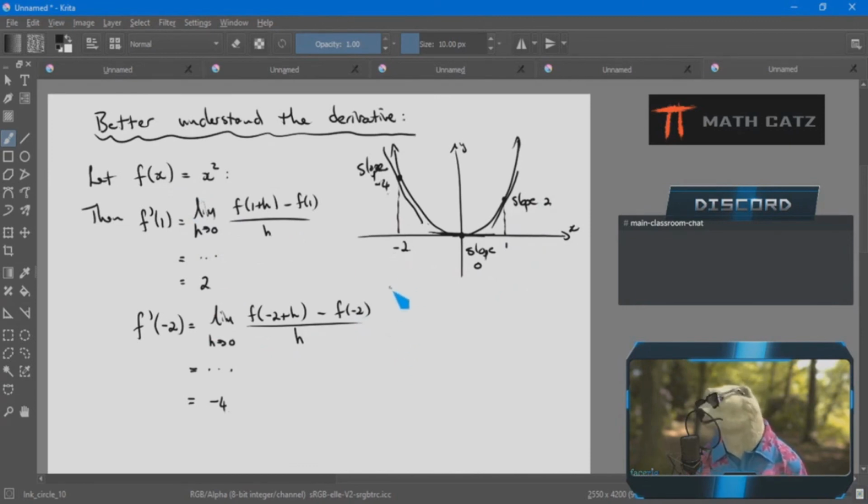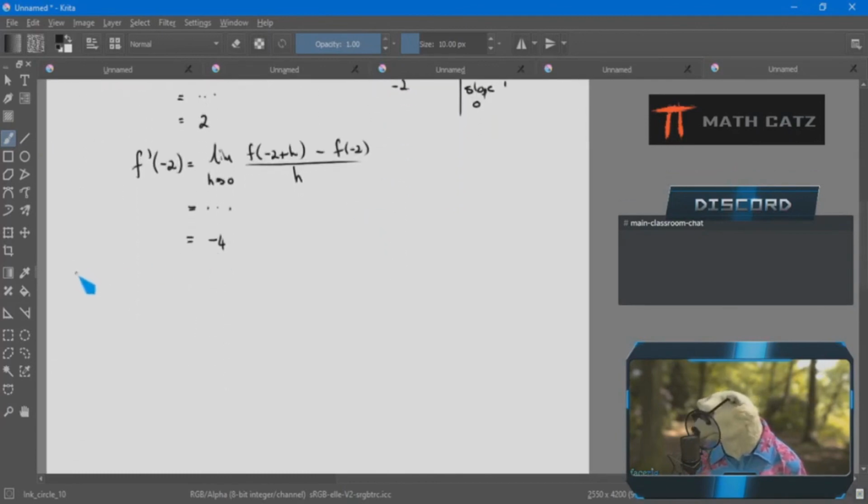Why don't we just leave the x value open? Let's call it c. Leave the x value as, let's say, x equal to c. Don't pick a specific number. And then ask, what is the derivative at c?